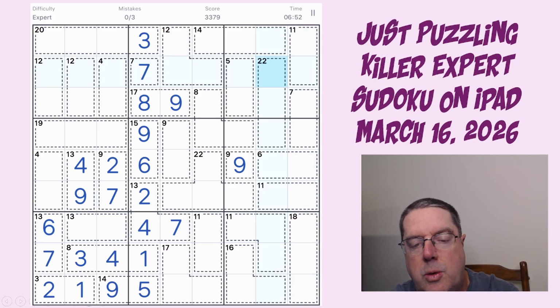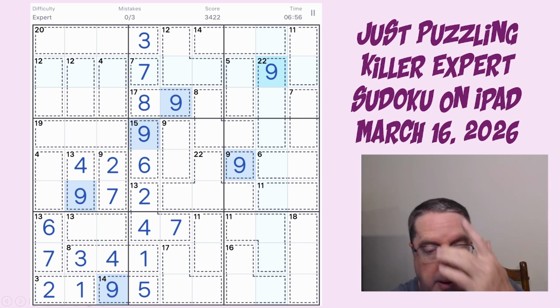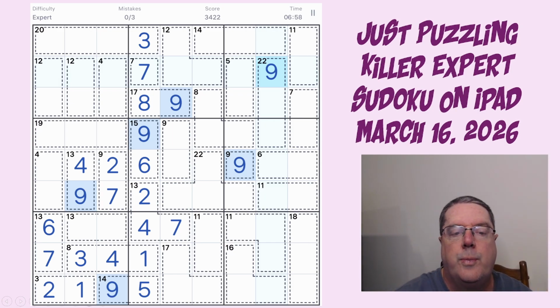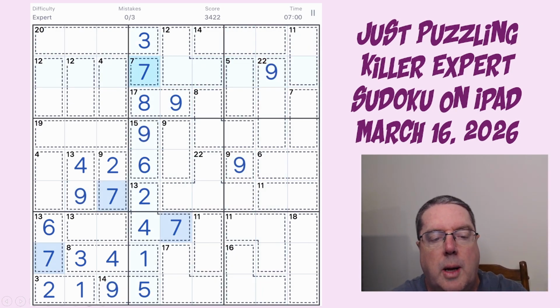Alright, so in 22 I need a 9. Well, 9 can't be here, 9 can't be here, so this is a 9 here. So 9's at the top, 9 comes across here, 9 comes across here, 9 comes up here, so this is a 9 here. So that adds up to 12. This is going to add up to 8.